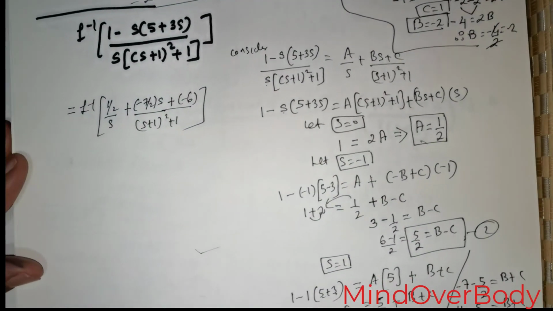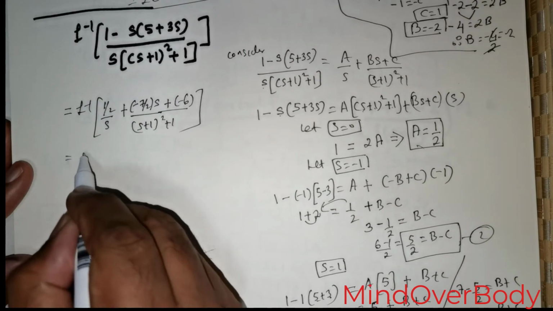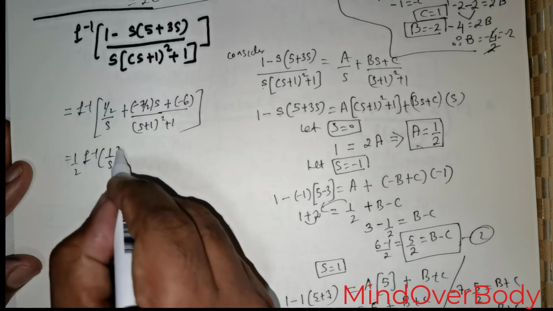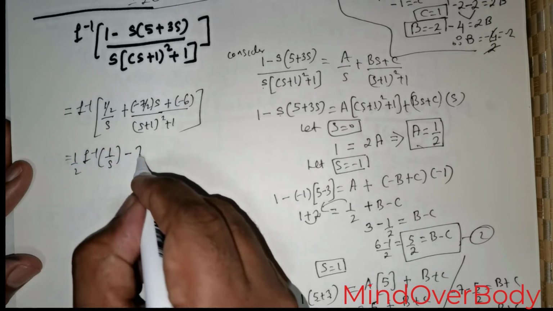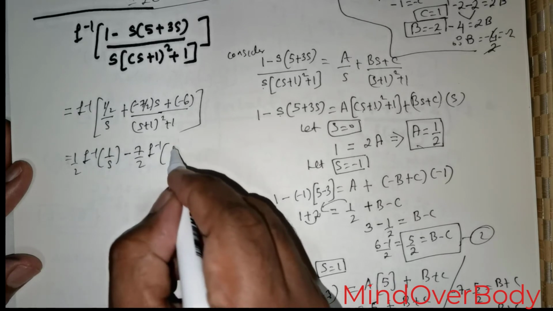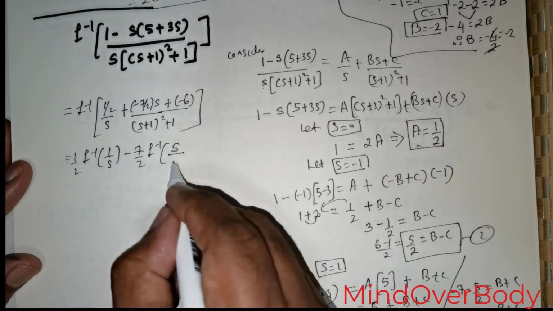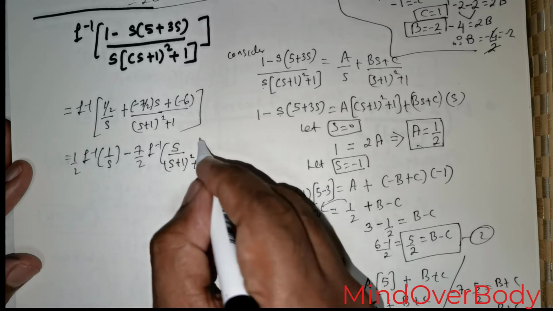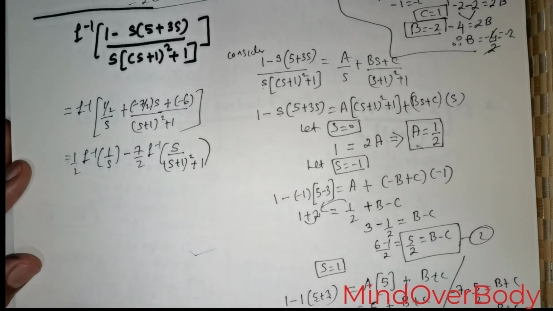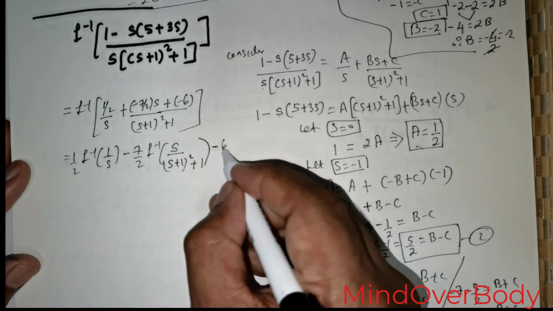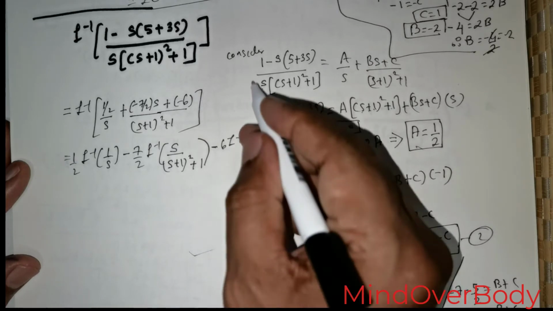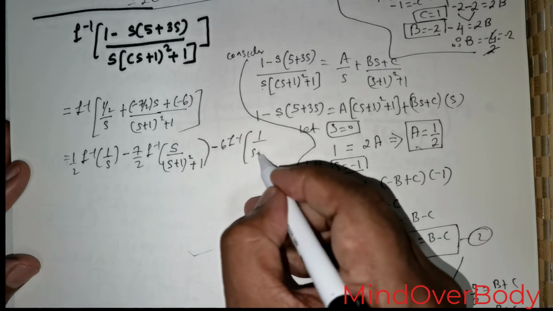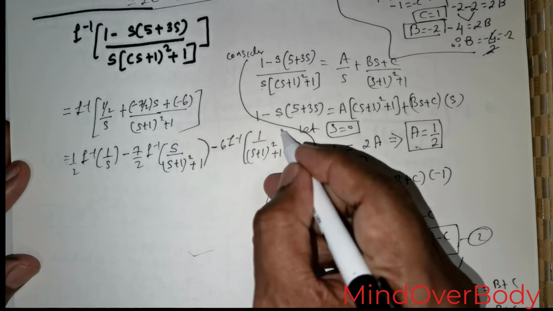So this is what we have got. We can rewrite this as L inverse of 1 over 2. I can take it out, so it's Laplace inverse of 1 over s. 7 over 2 I can take it out. This is Laplace inverse of s divided by (s + 1)^2 + 1. So I'm going to split it like this and write it. And -6 I can take it out, and this is going to be L inverse of 1 over (s + 1)^2 + 1.